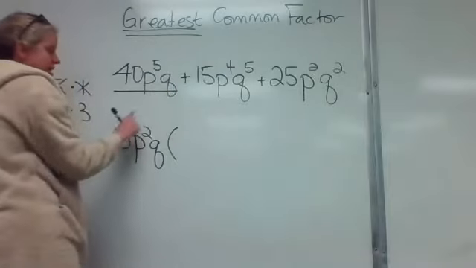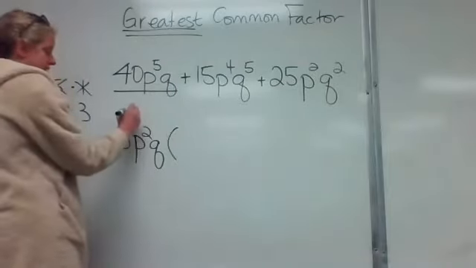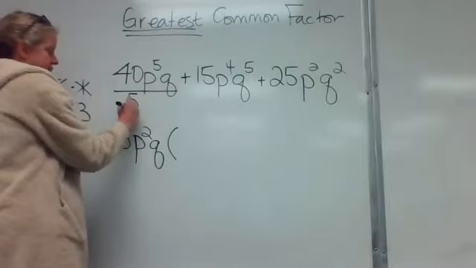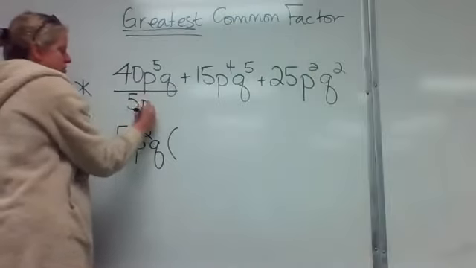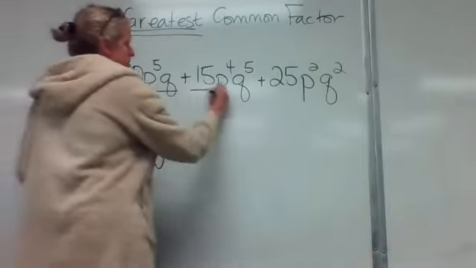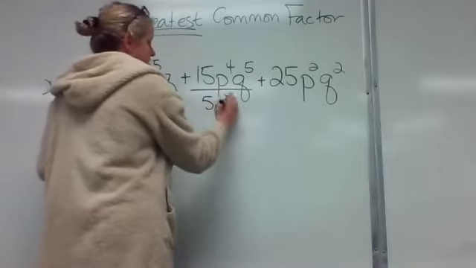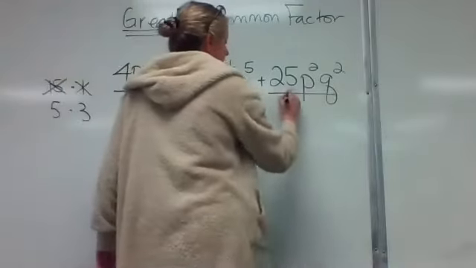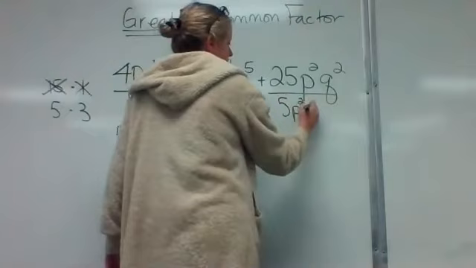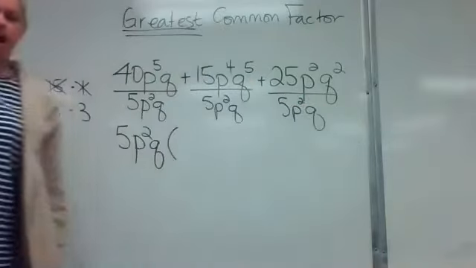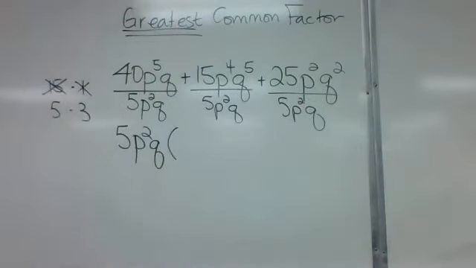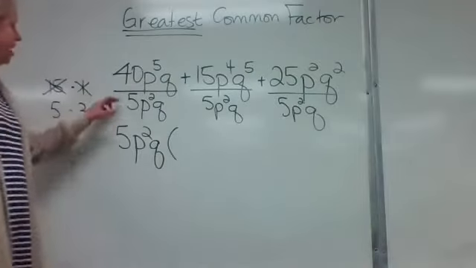I'm definitely writing this underneath each one so I can see it and not miss something. So 5p squared q, 5p squared q, and 5p squared q. So divide them all by that. And let's see, let's divide them.